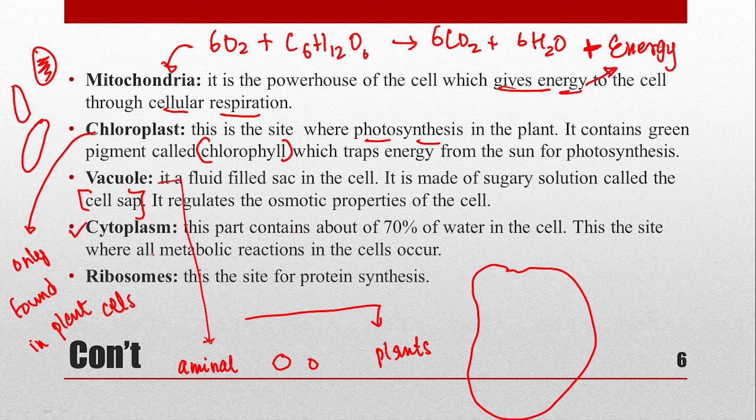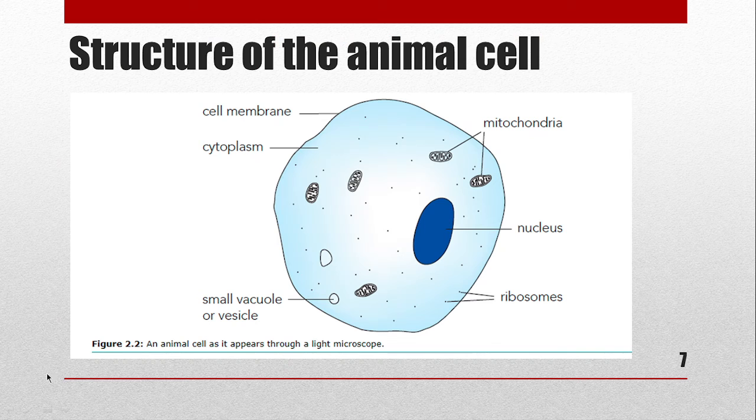Then we have the cytoplasm. This part contains about 70% of water in the cell. It's the site where all metabolic reactions in the cell occur. Easy. Ribosomes are these ones, if you have forgotten. This is the site for protein synthesis. You will learn about this later, probably in grade 10 or so, but don't worry, I'll make another video on it if you are really interested.